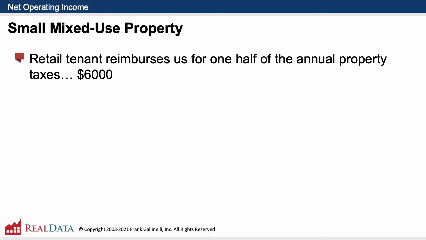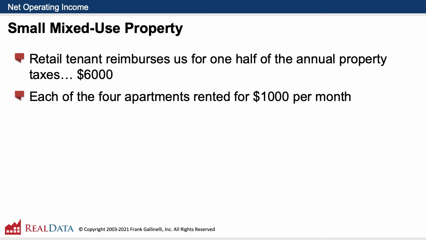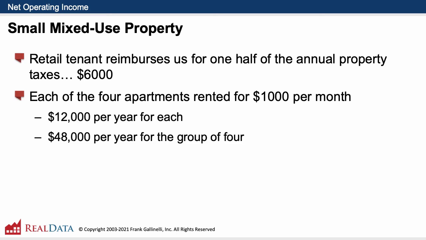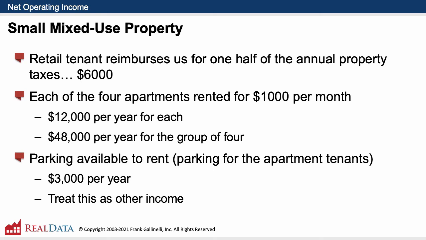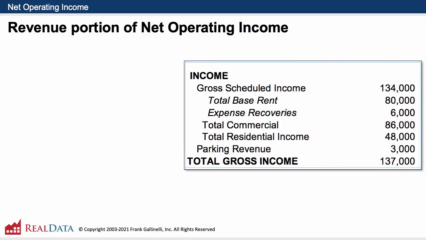Moving upstairs now to the apartments, let's say each of the 4 is rented for $1,000 per month. That makes $12,000 per year for each, $48,000 per year for the group of 4. I mentioned earlier that we have parking available to rent, parking for the apartment tenants. Let's say we collect $3,000 per year for this parking and treat this amount as other income. So here is what the revenue portion of our net operating income calculation looks like for the upcoming year. That's a total expected gross revenue of $137,000.